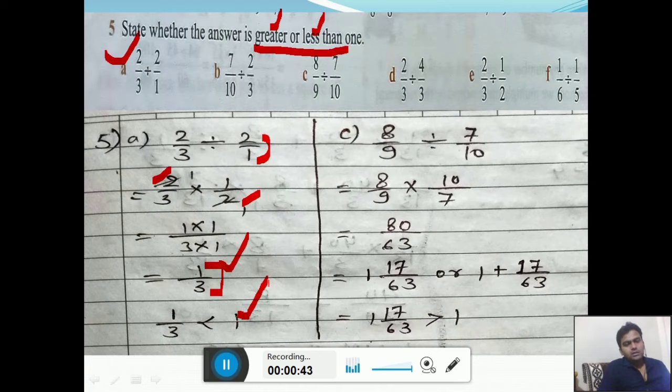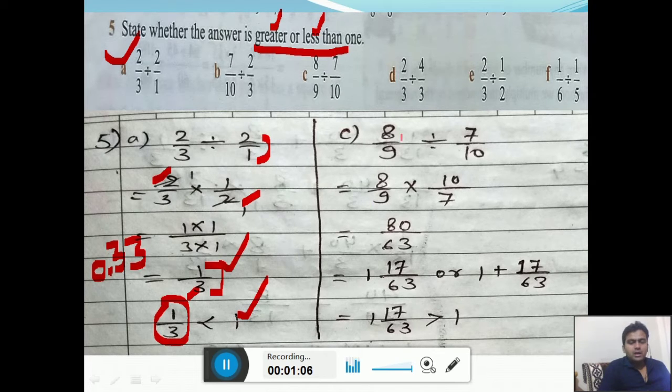Or if we simplify this 1 upon 3, if we solve it, then we will get 0.33, and this 0.33 is less than 1.